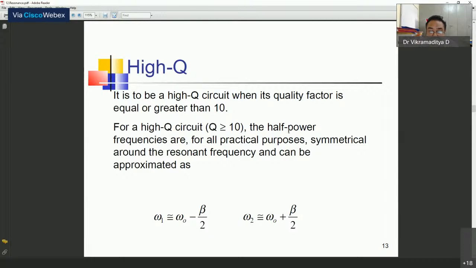And in that case, you will be surprised to know that the half power frequencies omega 1 and omega 2 are very near to the resonance frequency. Okay, that is, they are not widespread, and approximately they can be approximated to omega naught minus beta by 2, and omega 2 is omega naught plus beta by 2. One is by plus sign and the other by minus sign. So they are very close to the resonance frequency. They are not spreading when the circuit is high Q. So quality factor is one important parameter in addition to the bandwidth.